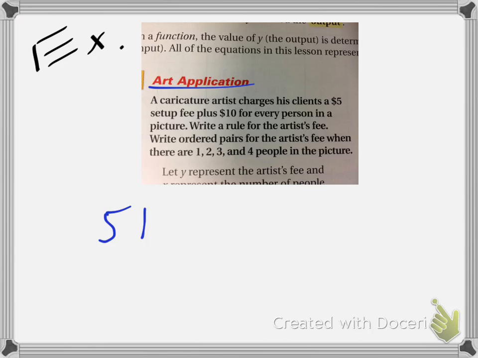Plus, so I'm going to write down plus $10 for every person. So 10 for every person in a picture. So I'm going to put P for person. Write a rule for the artist's fee. So I pretty much already wrote it. It's right here. All I've got to do is equal it to something. And I'm going to equal it to artist fee. So I'm going to put fee.